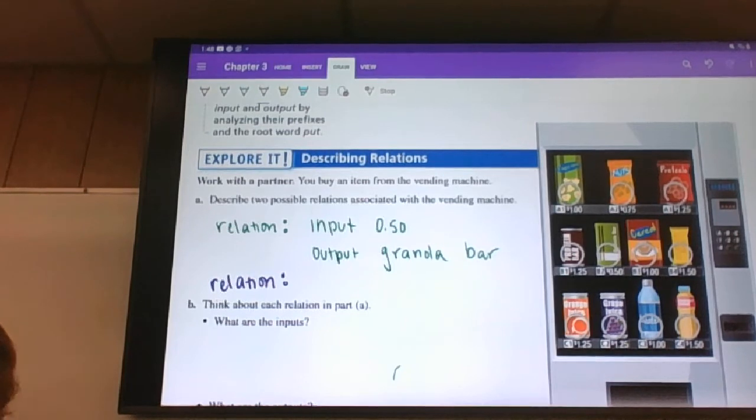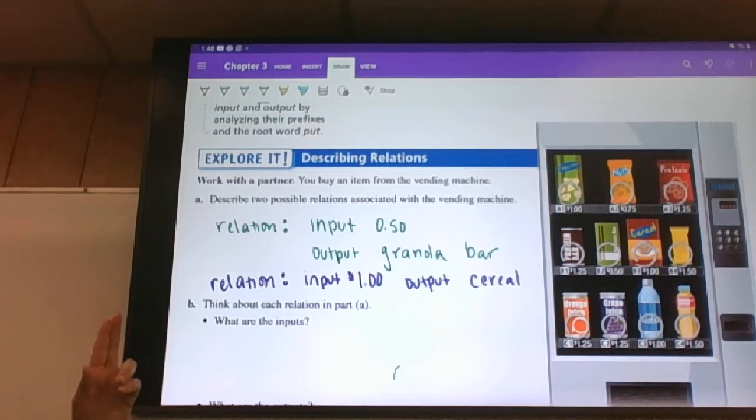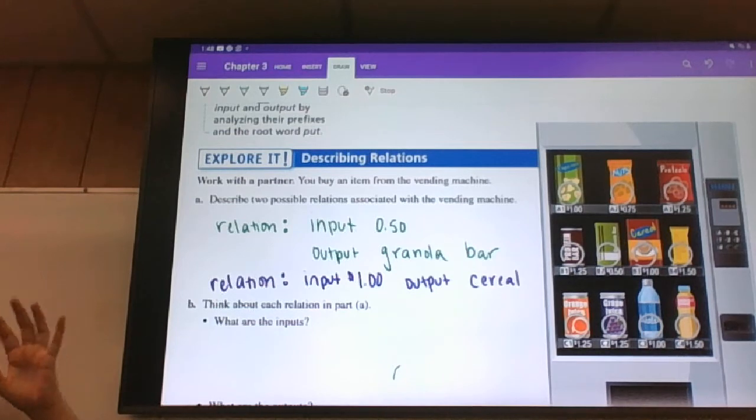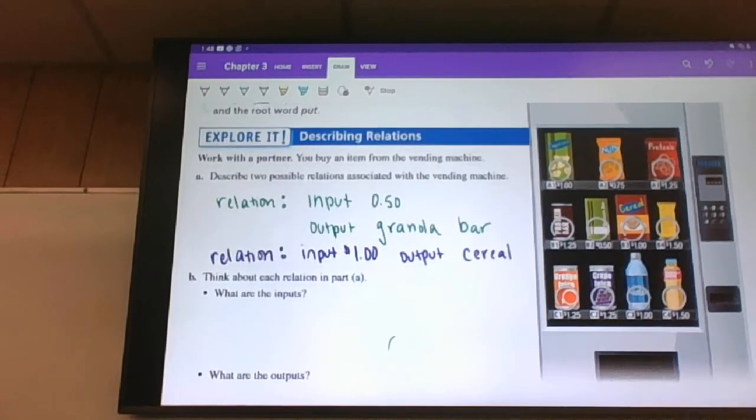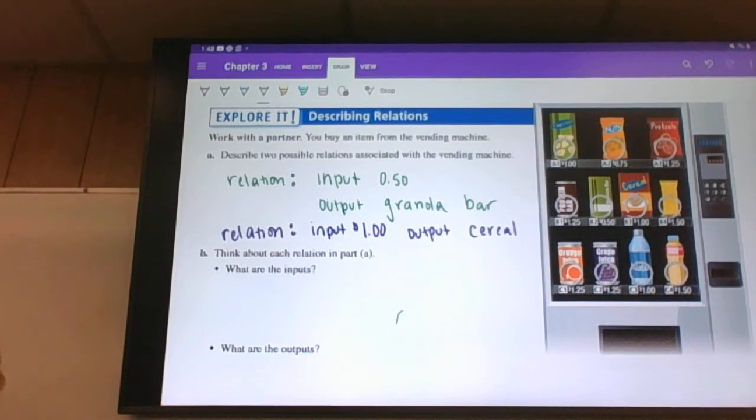The input is $1 and the output is cereal. All right. If you put in $1, you can get out cereal. Okay? A relation is inputs and outputs. It's not two things that have a commonality, which is like the first 6 answers we came up with. We were pairing up things that they had in common. That is a type of relationship, I guess, type of family. But a relation in this case is you put something in and you get something else out. So the inputs are the money and the outputs are the food.